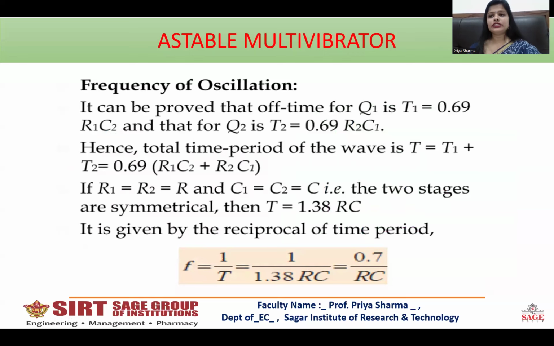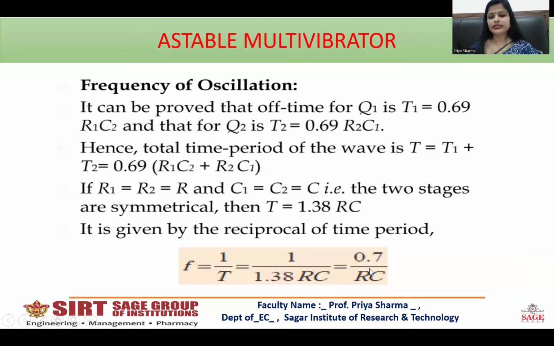Coming to the frequency of oscillations, how it is calculated: it can be proved that the off time for Q1, T1, is equal to 0.69 R1C2, and that of Q2, T2, is equal to 0.69 R2C1. Hence, the total time will be T1 plus T2, which is 0.69 times (R1C2 plus R2C1). If we consider that the values of R1 and R2 are equal and equivalent to R, and similarly the values of C1 and C2 are equal and equivalent to C, then the total time T will be 1.38 RC. Therefore, as we know, frequency is equal to 1 upon T.